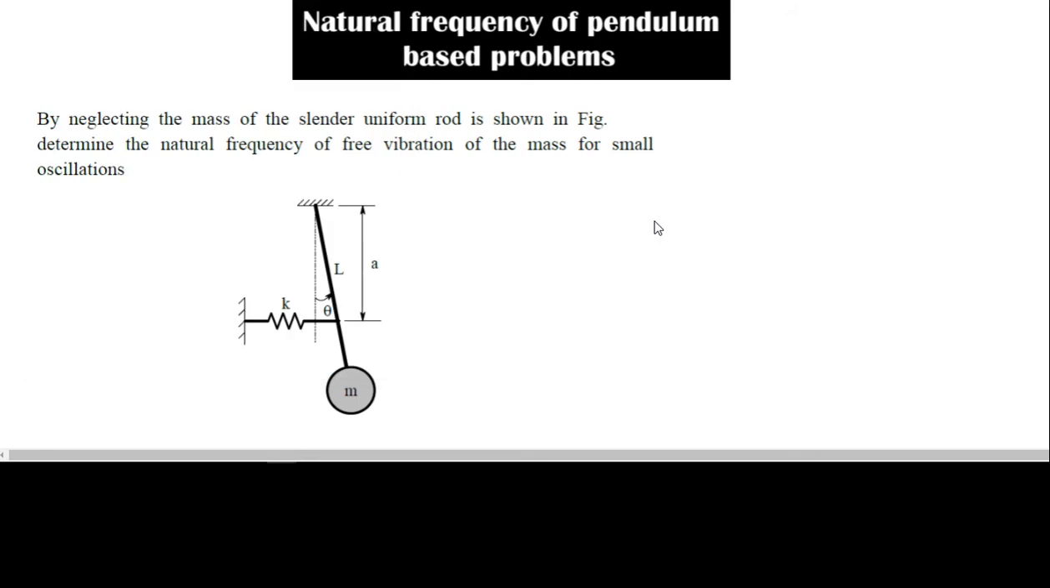Hello friends, so today we will be discussing another simple pendulum problem in which the simple pendulum is attached to a spring also. We have earlier seen how to solve a simple pendulum problem or to determine the natural frequency of a simple pendulum freely moving. So now it is attached to a spring. So we will see how to determine the natural frequency of this system.